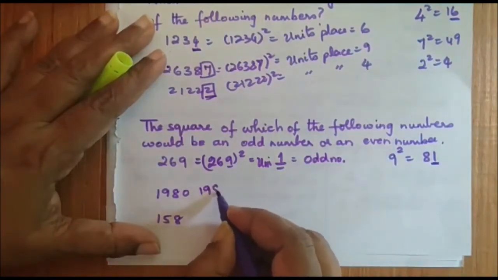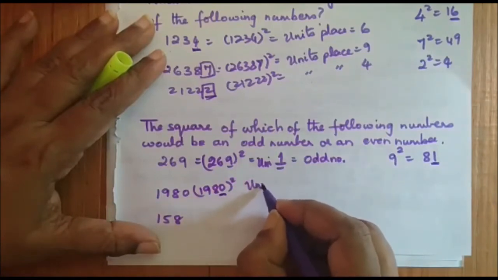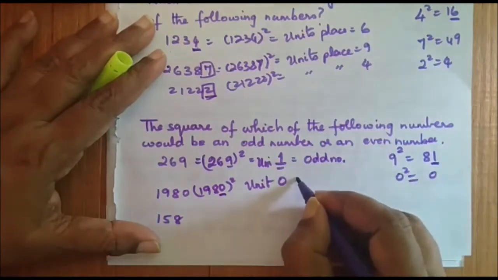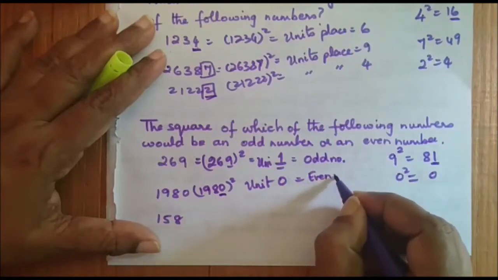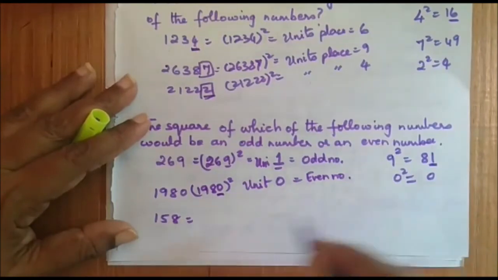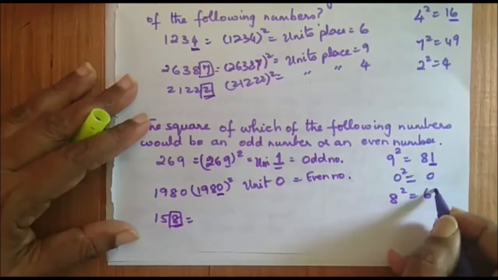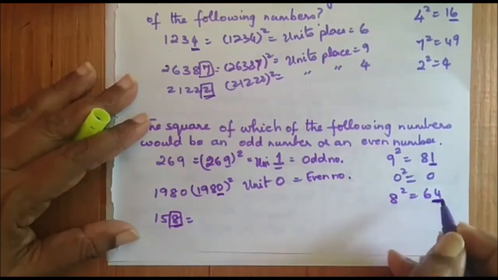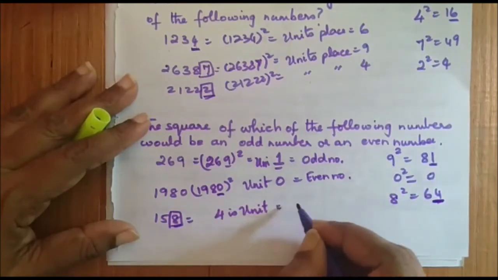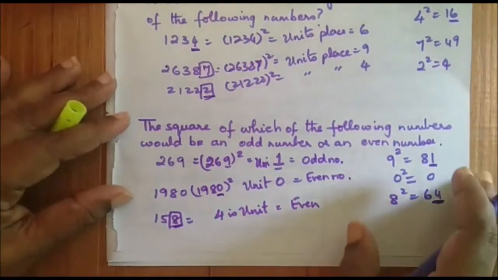Similarly, when I find the square of this, what is the last digit over here? The unit digit is 0. So I know 0 squared is also 0, so this is an even number. I hope you understood this. Similarly, for this number, what is the unit digit? 8 is the unit digit. So the square of that is 64, and the last digit is 4. So 4 is the unit digit, hence this is an even number. I hope you understood how we solved this problem.